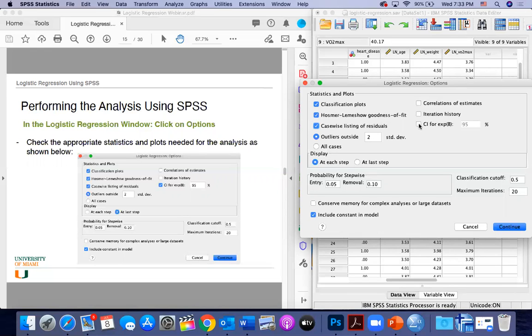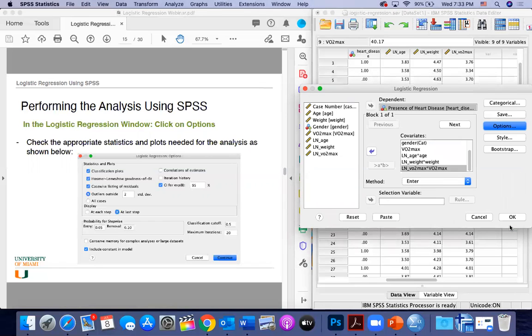You want also to add the confidence interval for the exponential standardized coefficients, B or beta. And we don't want to display the statistics for each step. We want it only for the last step. This is the number of probabilities of stepwise. Okay, we don't want to play with anything else. That's it. Just hit continue, and you should be ready to run the analysis. If you did everything, you also don't want to play with the method. Just keep it as default.